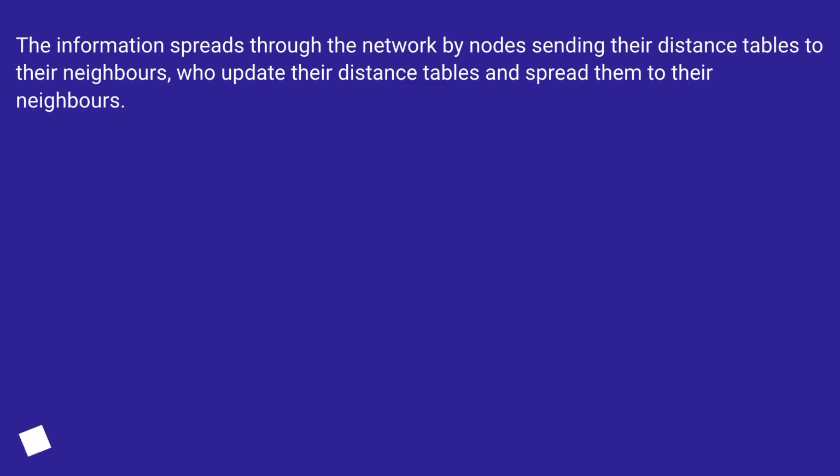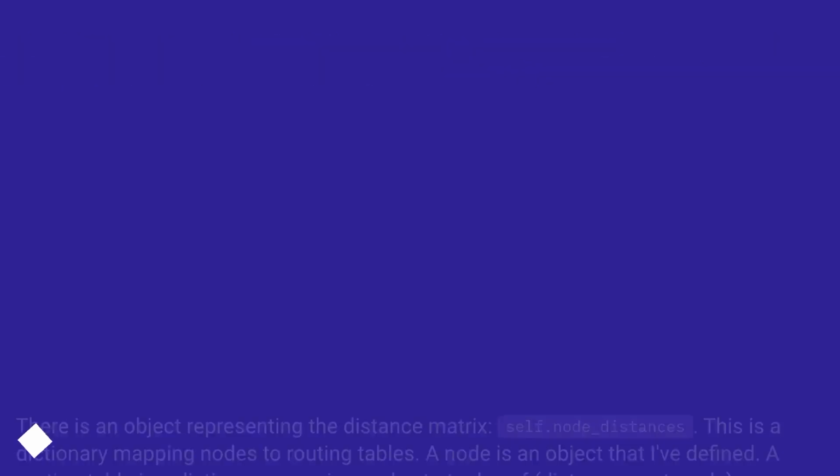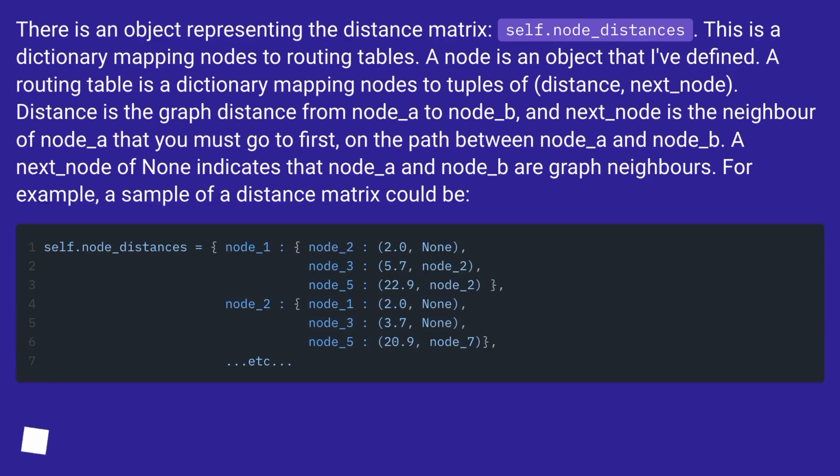The information spreads through the network by nodes sending their distance tables to their neighbors, who update their distance tables and spread them to their neighbors. There is an object representing the distance matrix, self.node_distances. This is a dictionary mapping nodes to routing tables. A node is an object that I've defined. A routing table is a dictionary mapping nodes to tuples of distance, next_node.